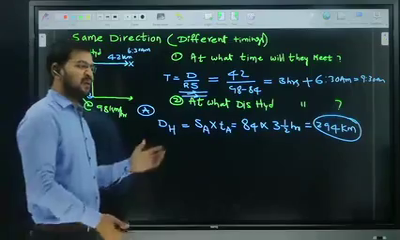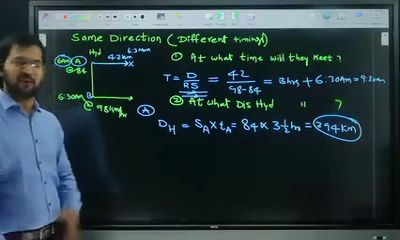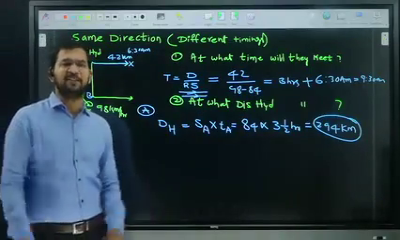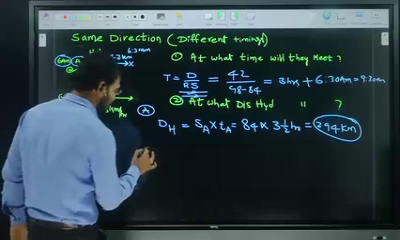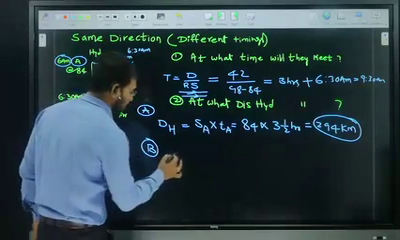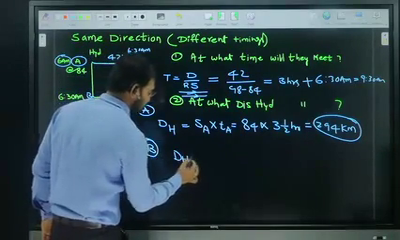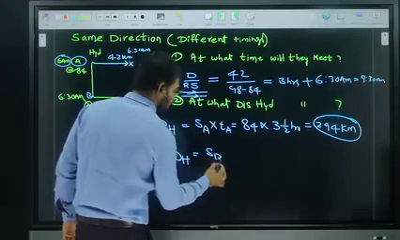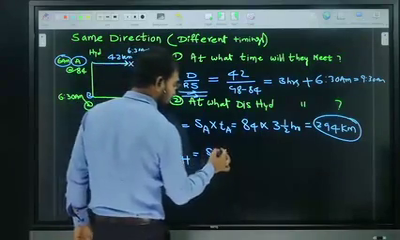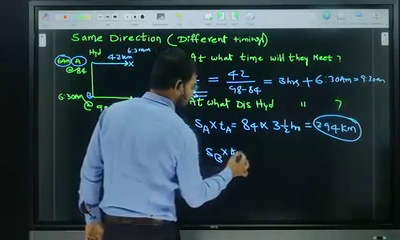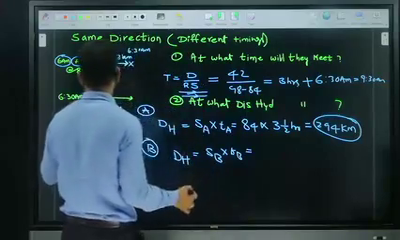Sir, why are you taking object A? If you take object B also, you can get the same answer. Say for example, if you take object B and they are asking distance from Hyderabad, in that case I am going to take speed of B into time of B.